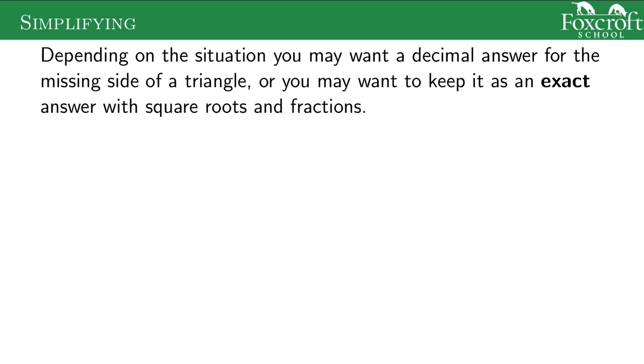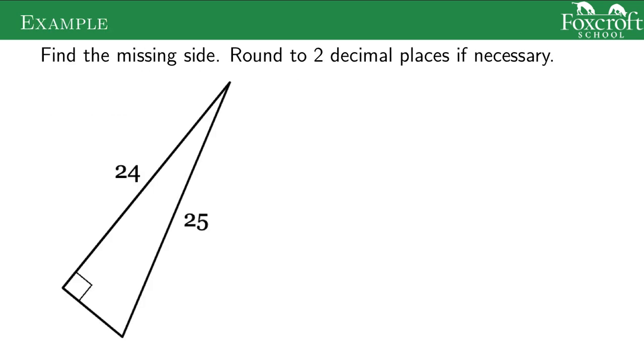Depending on the situation, basically what the problem is telling you to do, you might want a decimal answer for the missing side of the triangle. You may want the exact answer with square roots and fractions. So we'll do a couple of each of those in this video. So we're going to find the missing side, and we're going to round to 2 decimal places if necessary.